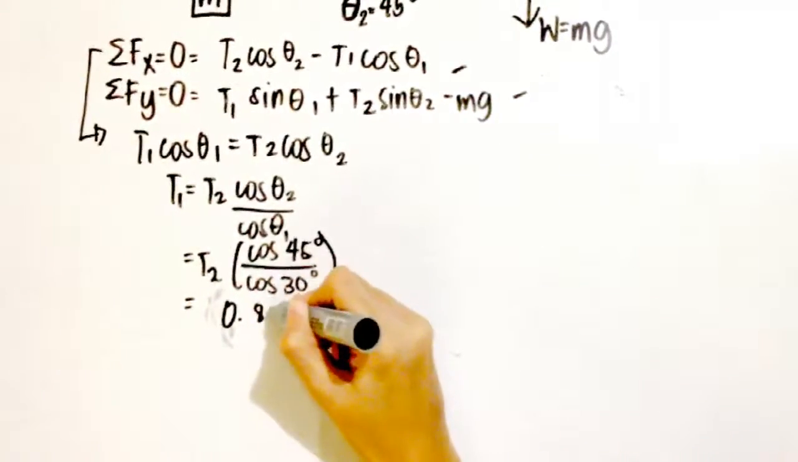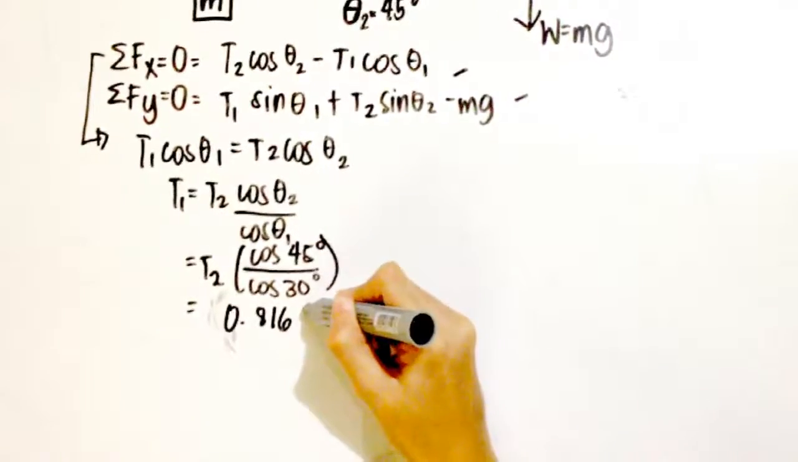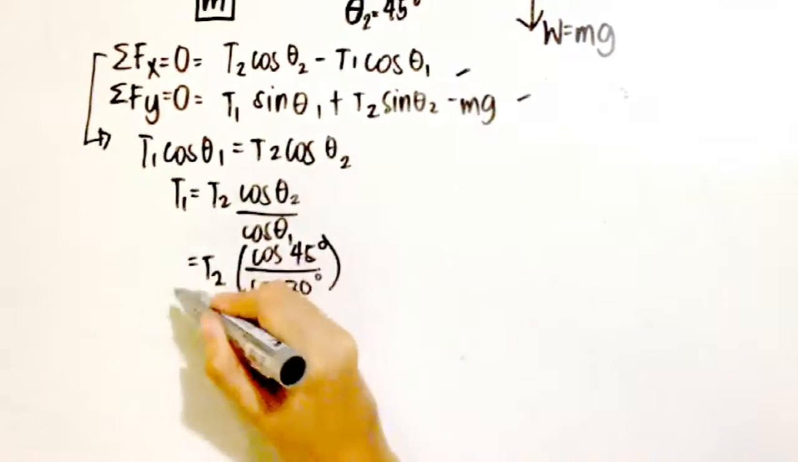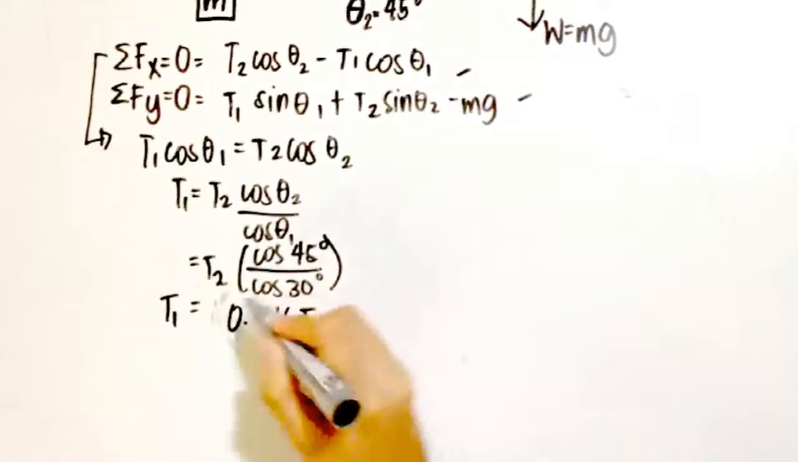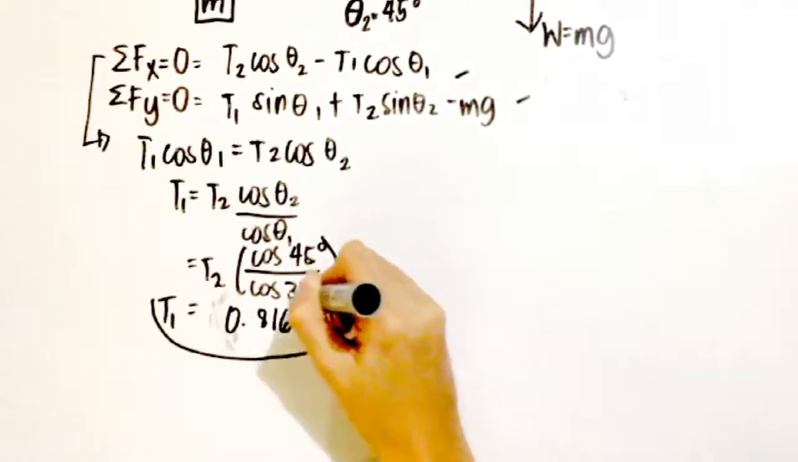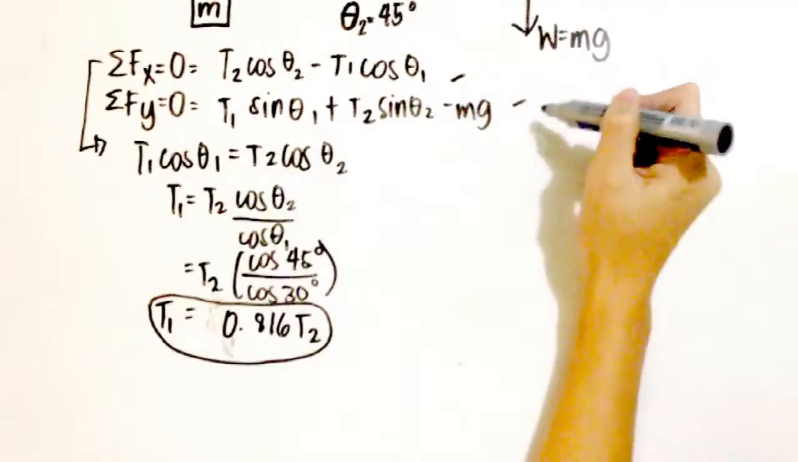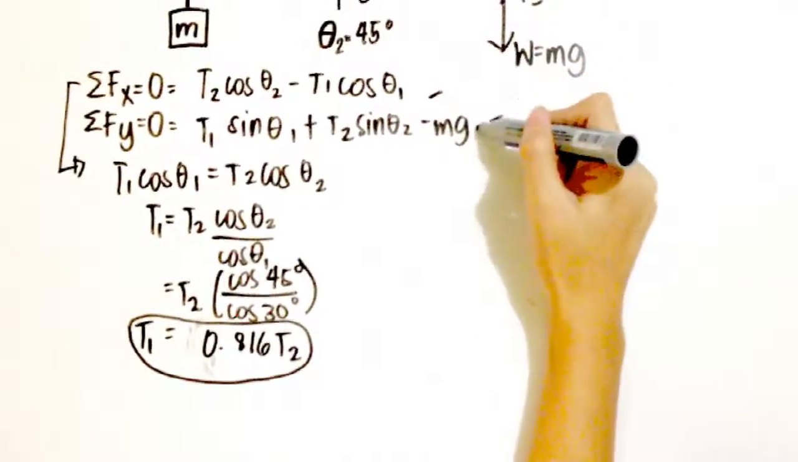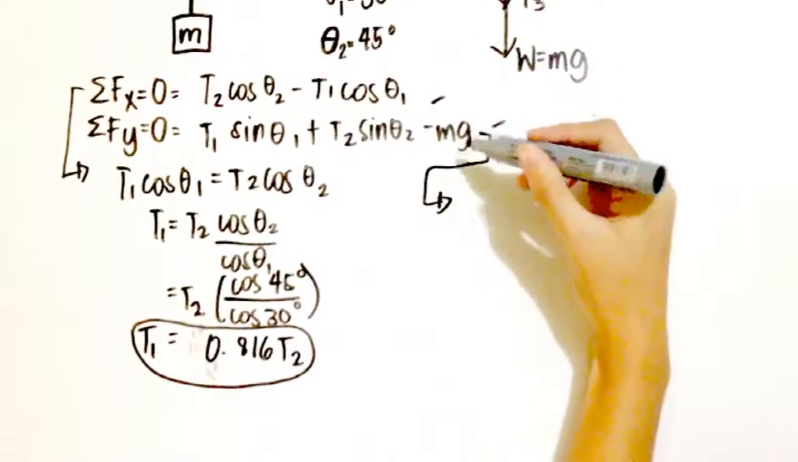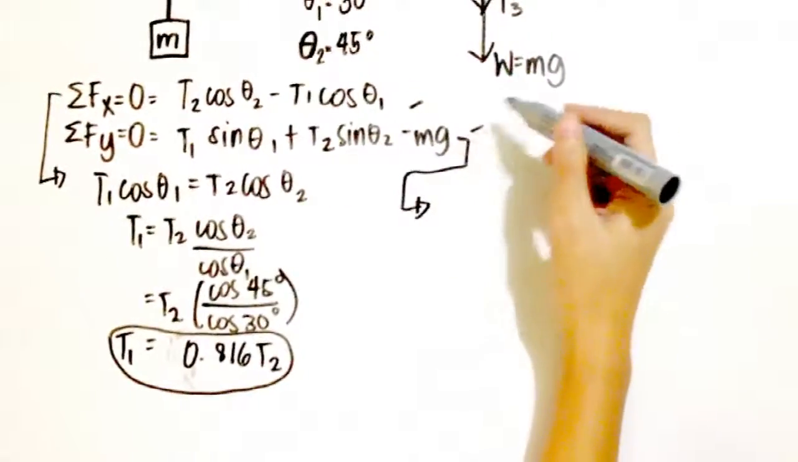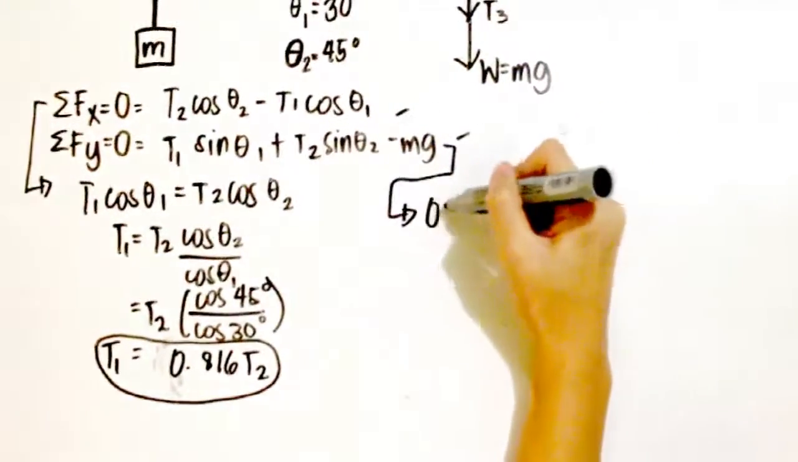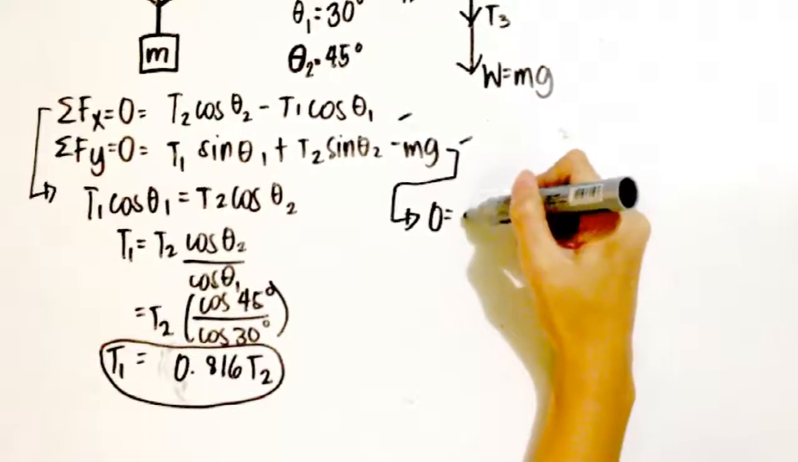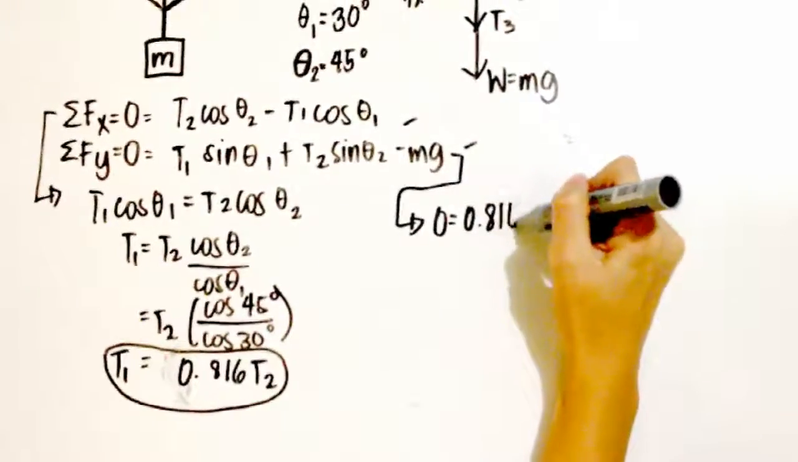So now let's compute cosine 45 degrees over cosine 30 degrees. So the answer would be 0.816 T2, since T2 is not yet known. So for the meantime, the value of T1 or the tension 1 is 0.816 T2. Let's move on to the second equation. So as you can see, the value of T1 is 0.816 T2.